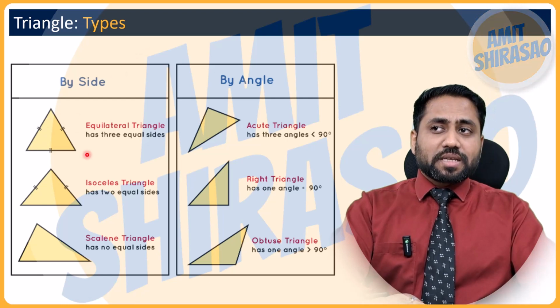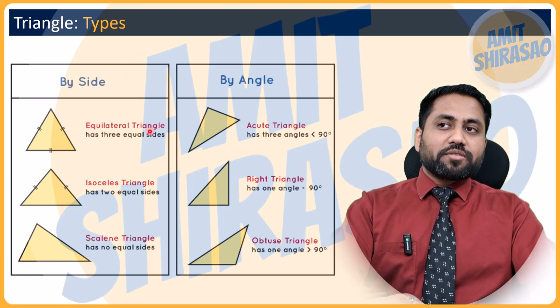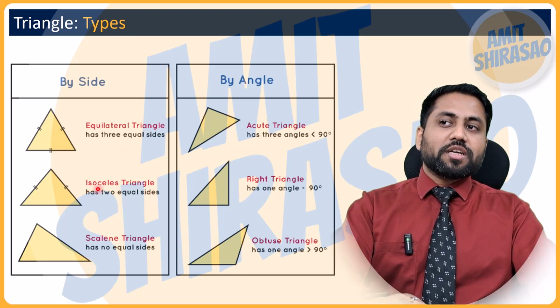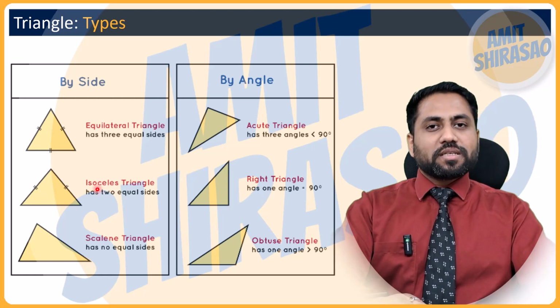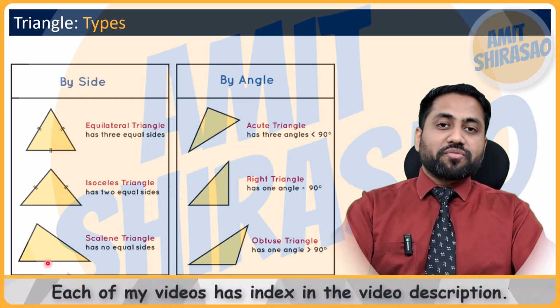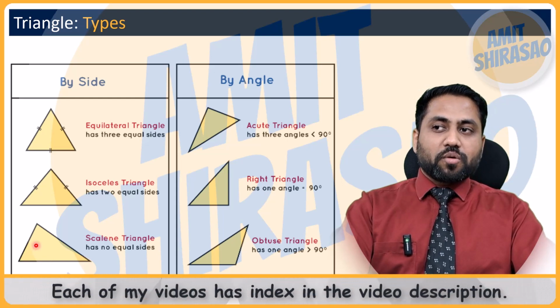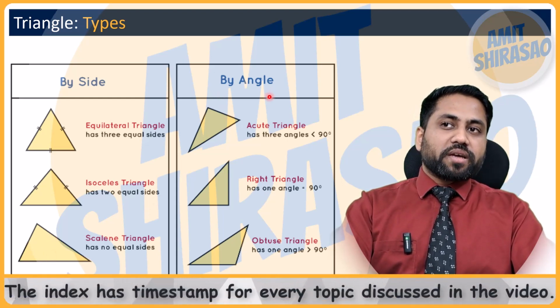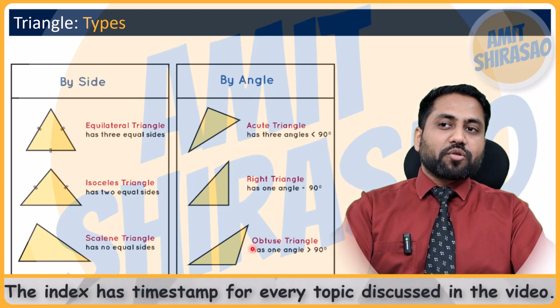As per the sides, they can be an equilateral triangle or an isosceles triangle. Here the spelling is wrong, it should be isosceles. S is missing here, it's a spelling mistake. Okay, so isosceles triangle means 2 sides are equal, and scalene triangle means all the 3 sides are of different measure. Okay, all the sides are unequal. Similarly, with respect to angle, it can be an acute angle, right angle, or obtuse angle.